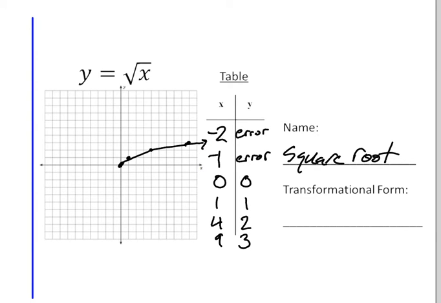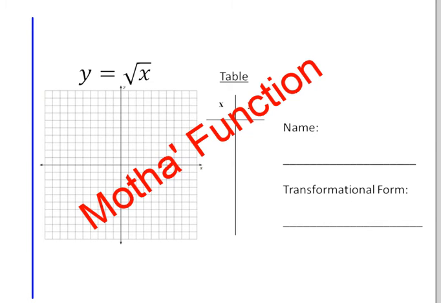The transformational form of a square root function is y equals a square root of x minus h plus k. Be very careful that you make sure that the minus h with the x is underneath the square root sign, and that the plus k is not underneath the square root sign. It would come after. Remember, this is called a mother function. We graph these before we graph any kind of transformation.